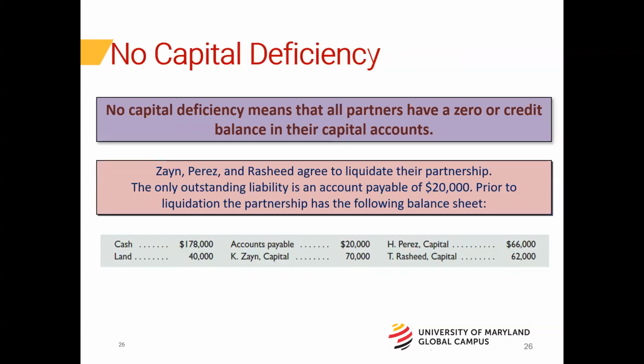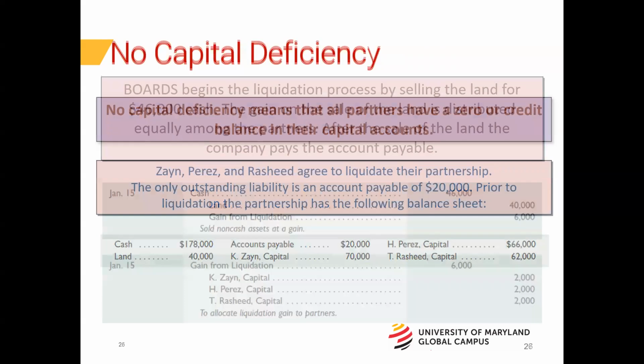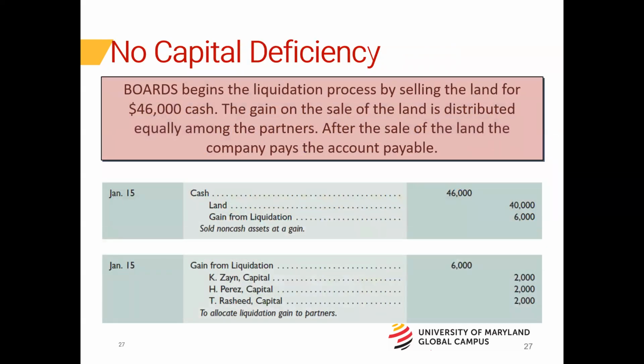Before the partnership is dissolved, we look at the balance sheet and we analyze it. We've got $178,000 in cash, $40,000 in land. We have an accounts payable of $20,000, and then each partner respectively has their remaining balance in equity. So we would need to satisfy that $20,000 liability before we do anything else. Now, of course, the most logical thing to do would be to take that out of the cash. But before we did something like that, we'd probably need to sell the assets.